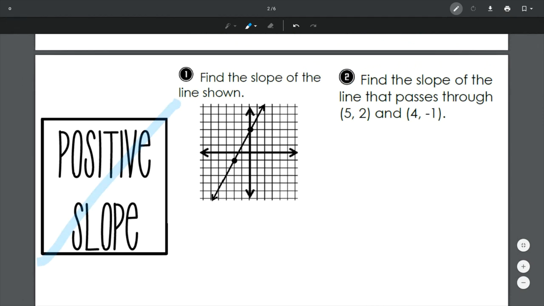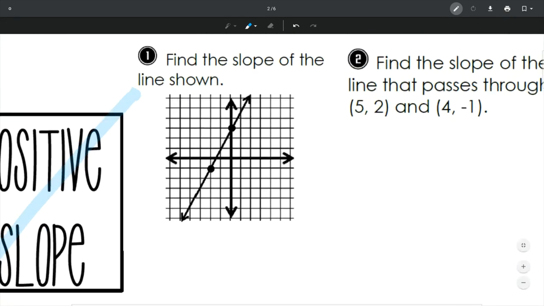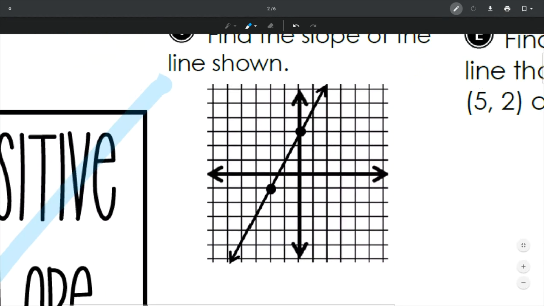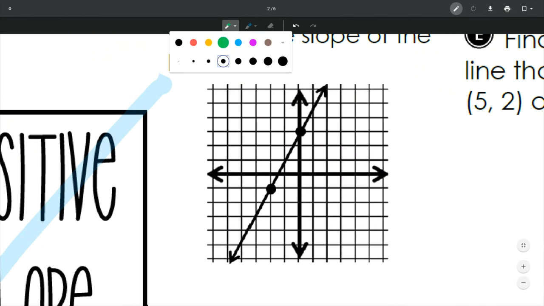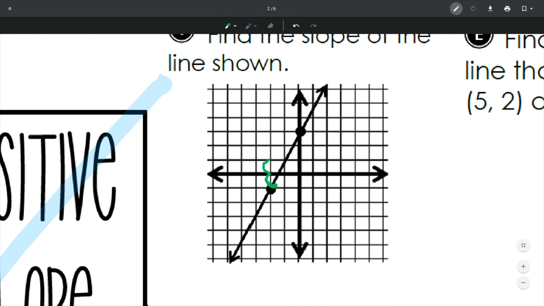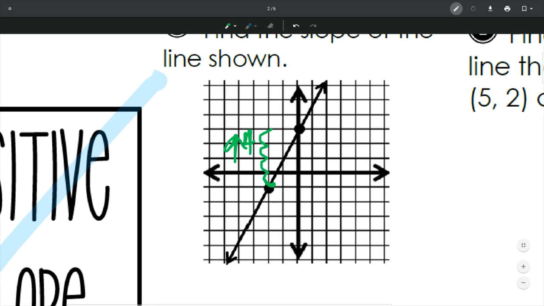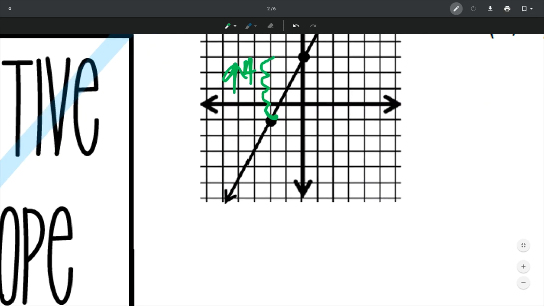So there's your positive slope. And when you're working with the graph like we had on number 1, you want to go from one point to the next. And we're going to count our loops. So this is 1, 2, 3, 4. This is going up 4. We recall we're doing it from left to right because we walk from left to right.